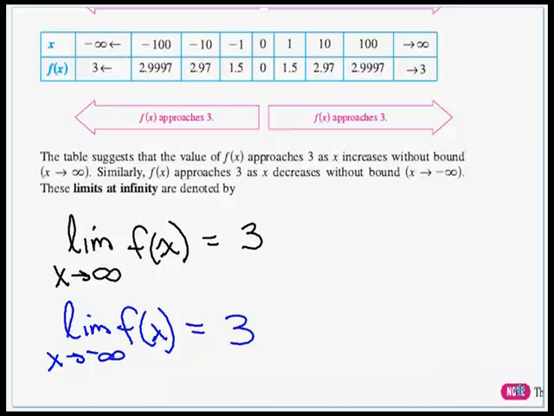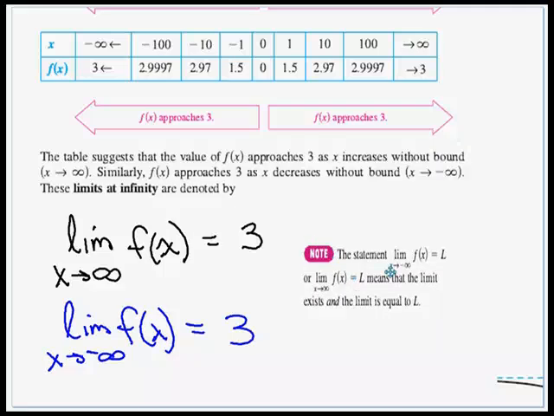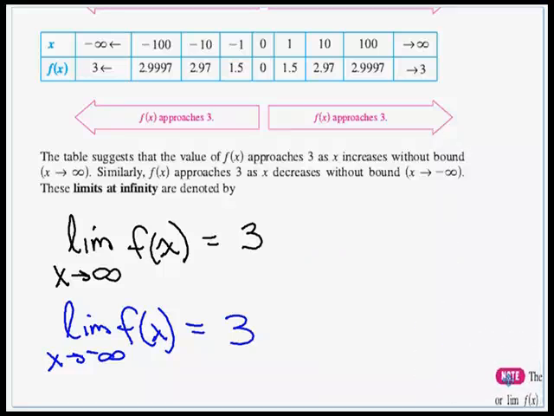Now a little note down here. The statement, the limit of f of x as x heads to negative infinity equals L, or the limit as x goes to infinity of f of x equals L, means that the limit exists and it's also equal to L. Remember, L is just a real number on our y-axis.